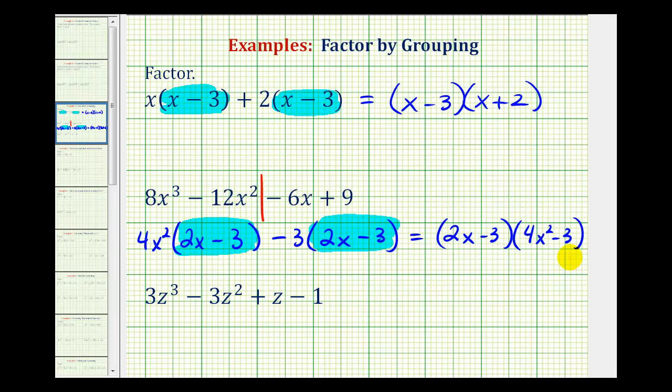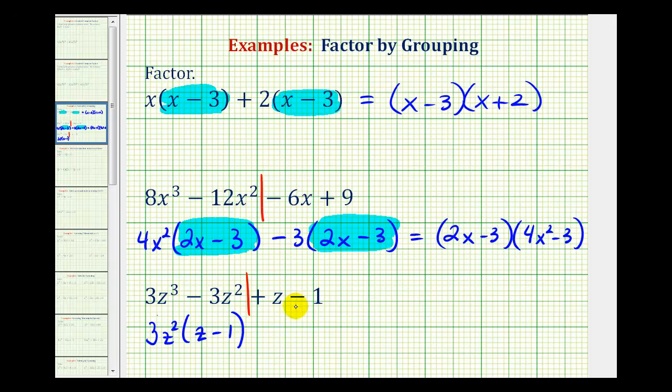Let's go and take a look at one more. Again, notice how we have 4 terms, so we're going to divide this in half. We're going to factor the left side and then factor the right side and hope that we have a common binomial factor. So the greatest common factor of 3z to the third minus 3z to the second would be 3z to the second. We'd be left with z minus 1.